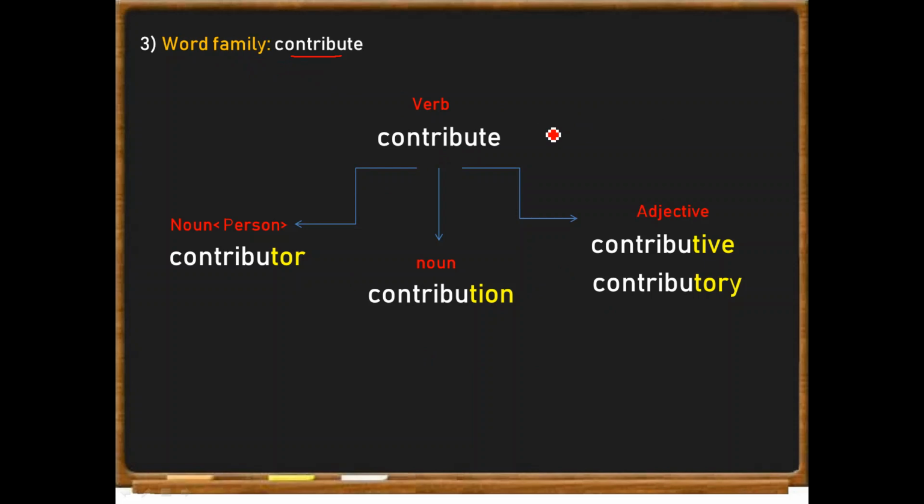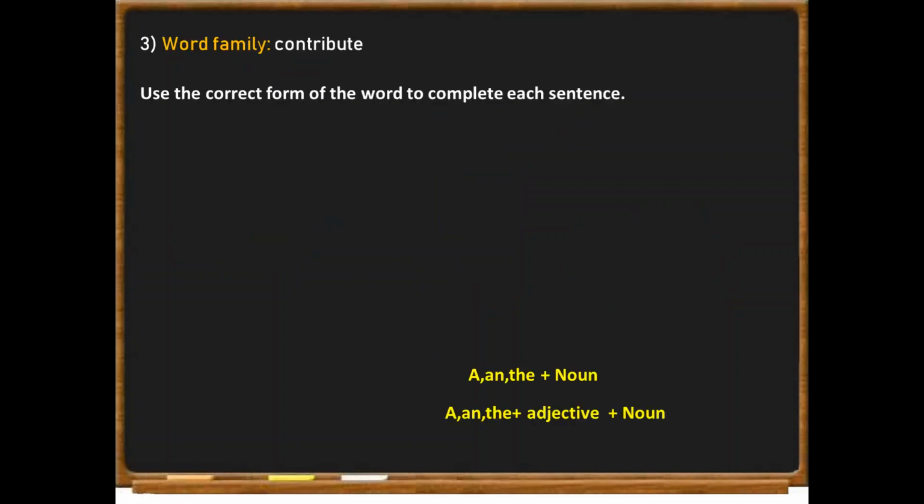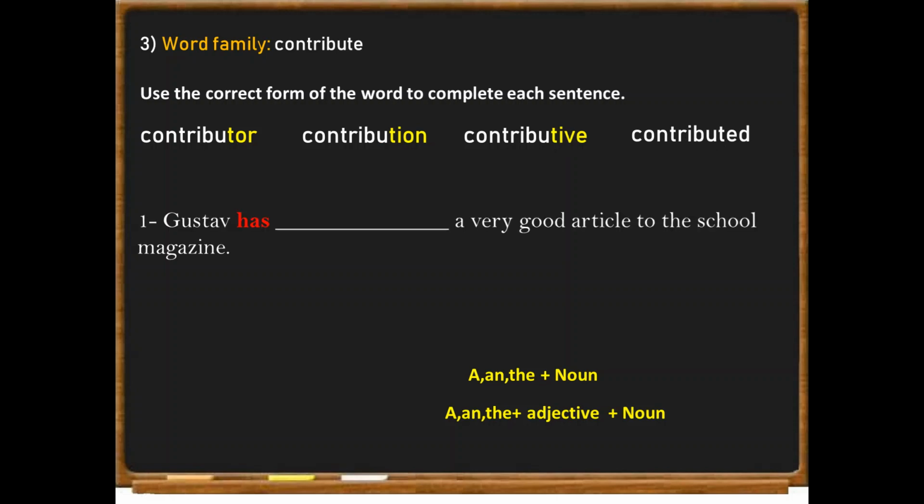Okay, moving on. Now, word family contribute, use the correct form of the word to complete each sentences. So again, we have to use the word contributor, contribution, contributive, and contributed. Okay, again, this is a noun, an adjective, and a verb بالتصريف الثالث. Okay, we have to do this exercise. Now, Gustav has blank a very good article to the school magazine.